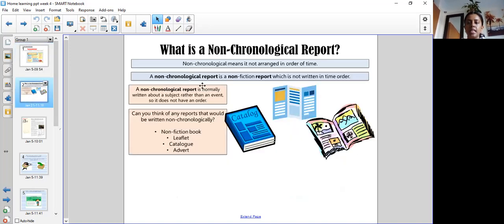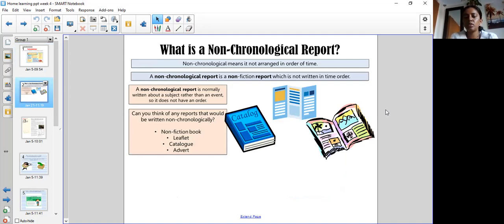So let's see what it says here. A non-chronological report means it is not arranged in an order of time. A non-chronological report is a non-fiction report which is not written in time order. It is normally written about a subject rather than an event, so it does not have an order. Can you think of any reports that would be written non-chronologically?